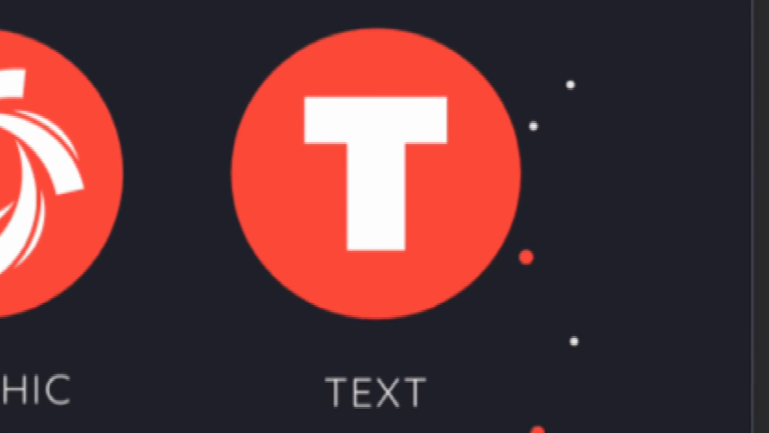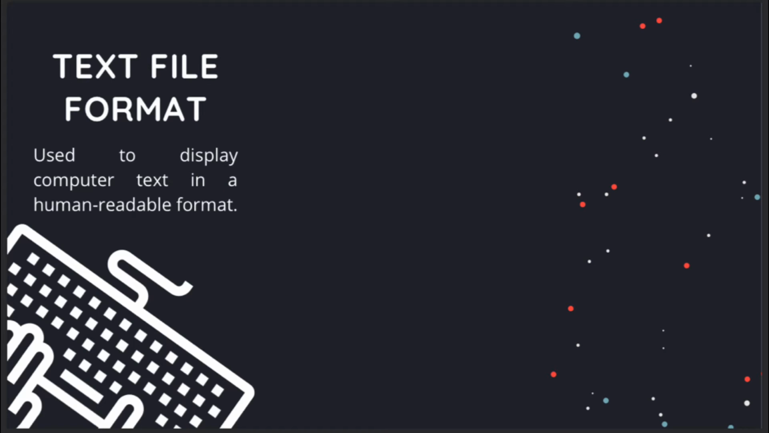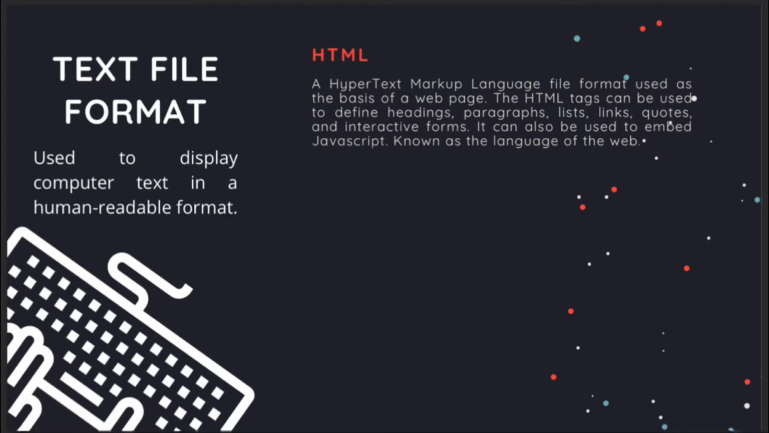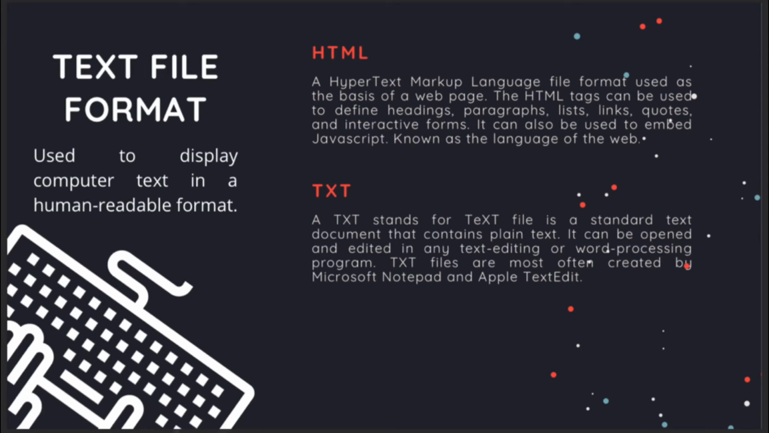Lastly, the text file format. The text file format is used to display computer text in a human-readable format. HTML is a hypertext markup language file format used as the basis of a web page. The HTML tags can be used to define headings, paragraphs, lists, links, quotes, and interactive forms. It can also be used to embed JavaScript, known as the language of the web.